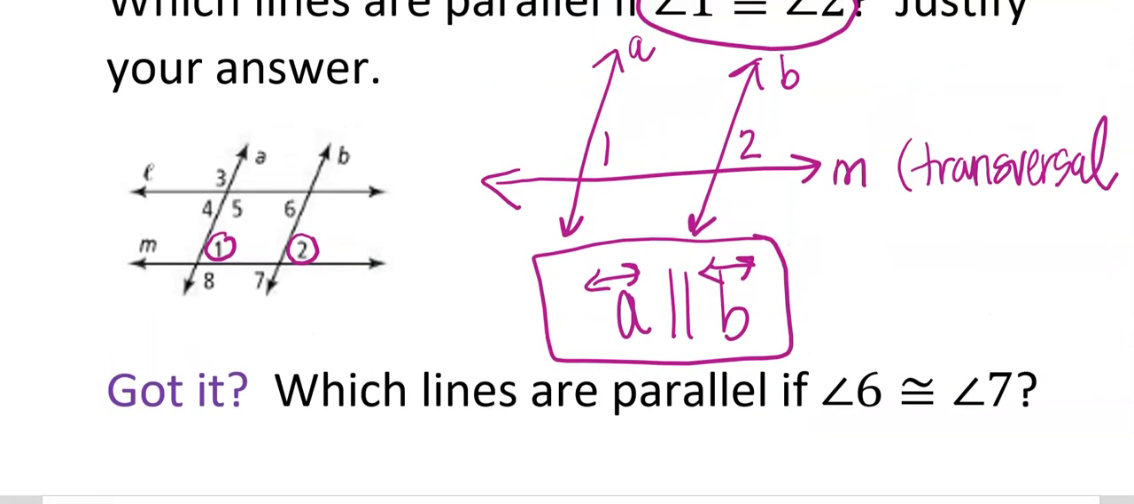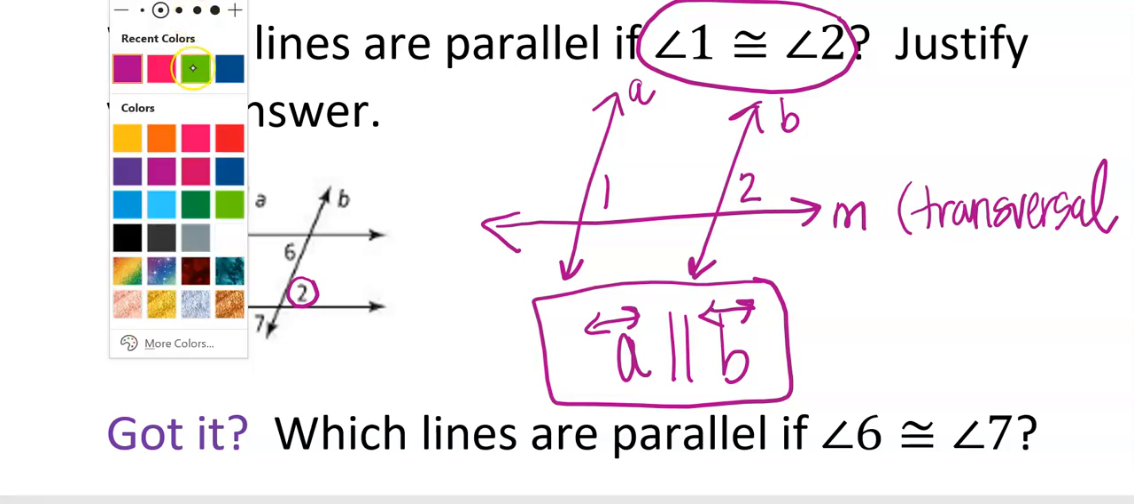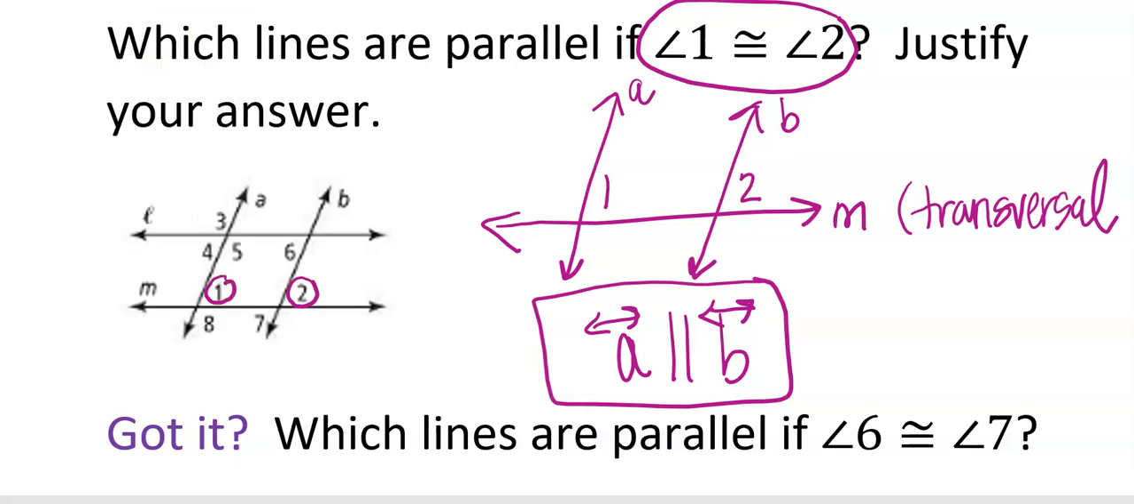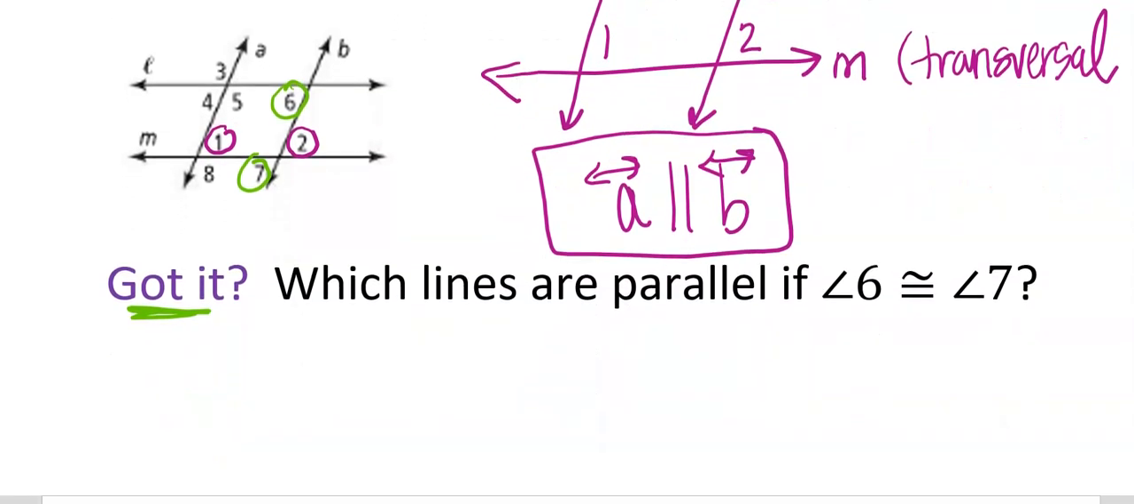Which lines are parallel if angle 6 is congruent to angle 7? So I'm going to do this one in a different color. I'll do green. So 6 and 7. What kind of angles are those? Corresponding again. Remember, same side go here. 6 and the one that's missing right there are same side. These are both in the same spot. They're corresponding.